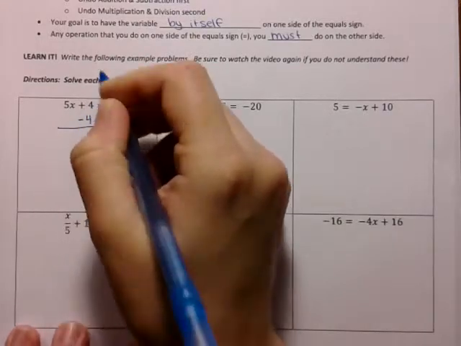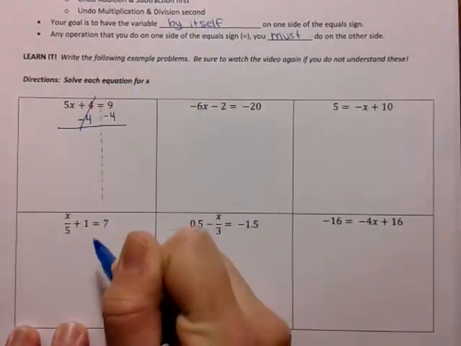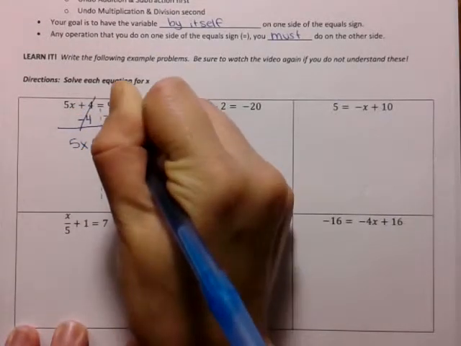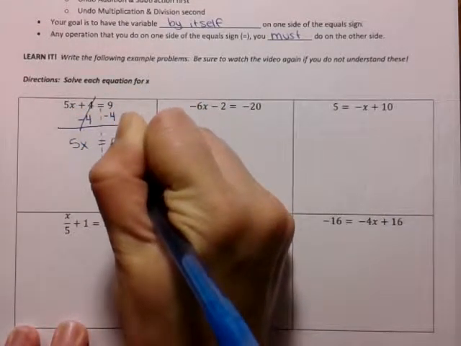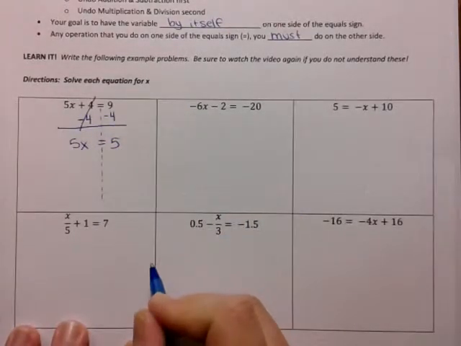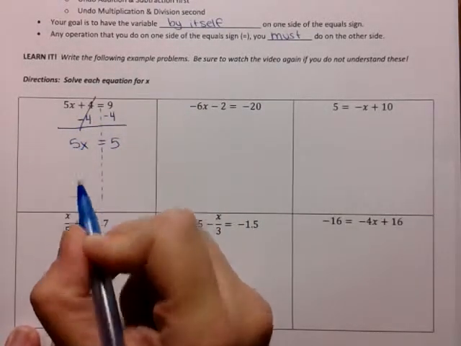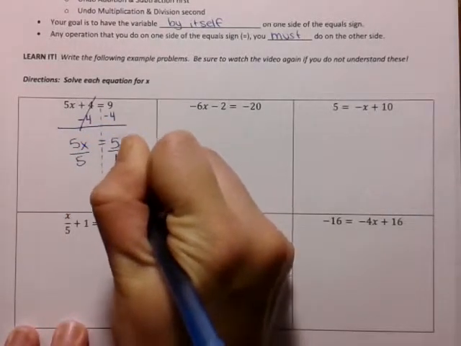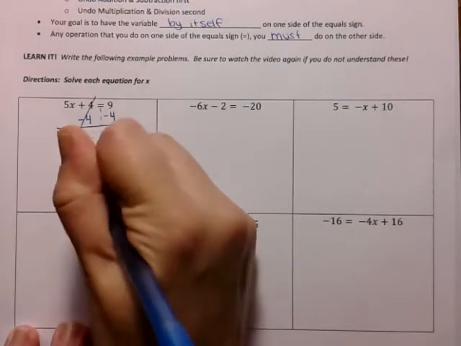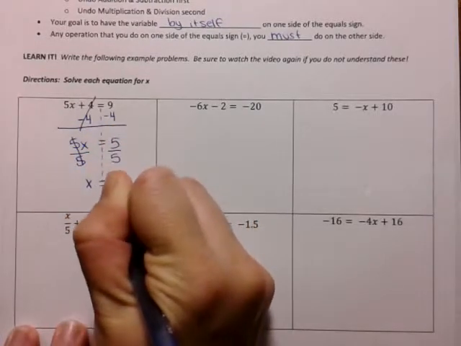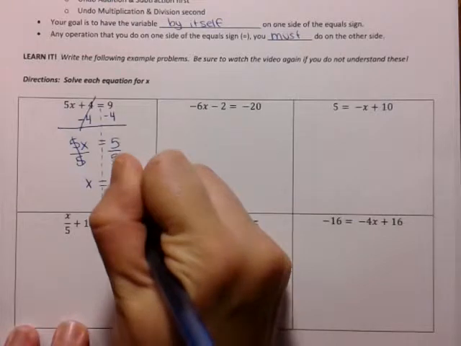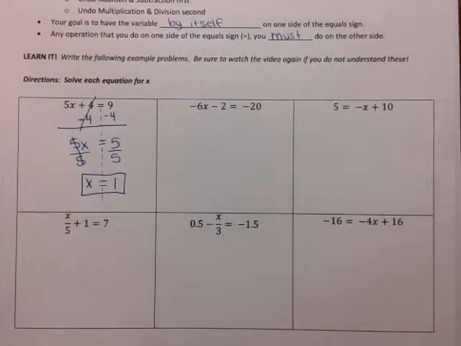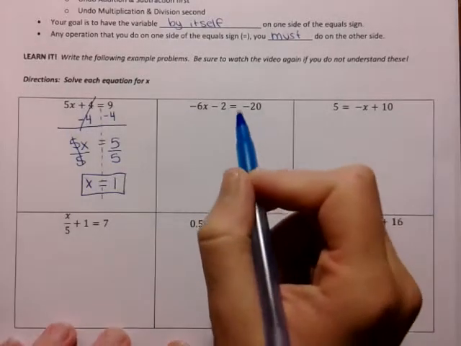Positive 4 minus 4 cancels out. That gives me 0. So I have 5x equals 9 minus 4, which is 5. Now I want to get rid of the invisible multiplication, so I divide both sides of the equation by 5. 5 divided by 5 cancels out, and I have x equals 5 divided by 5, which is 1. So my answer is x equals 1, and I could plug it back in to double check to make sure that it works.